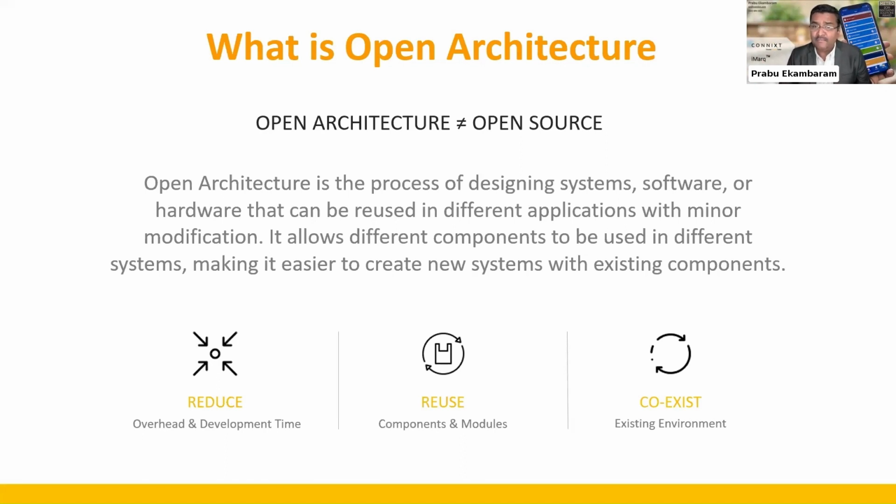Now, with that in mind, we made sure that we go with an open architecture, which is not open source. Again, I want to reemphasize that. It's not open source, but it's an open architecture, which is modular in nature, configurable in nature, which is easy to integrate to any backend system and also extend the product with additional modules and functionalities. Now, how we do that? By reducing the overhead, which is right there on the slide, and development time, because the product is configurable, reuse components and modules as much as possible, and coexist in the existing environment.